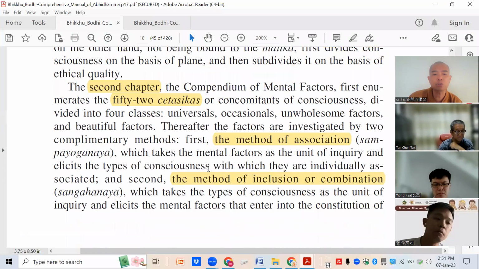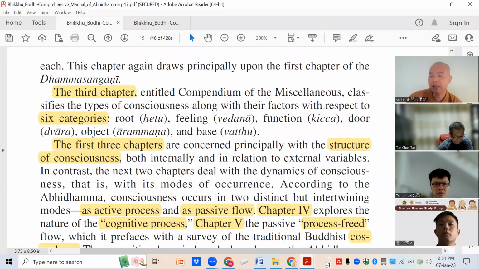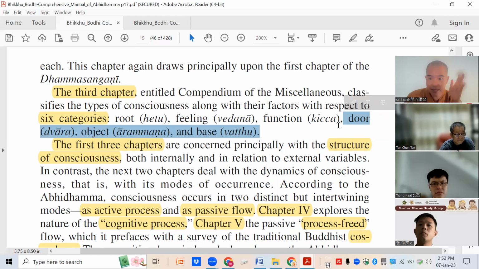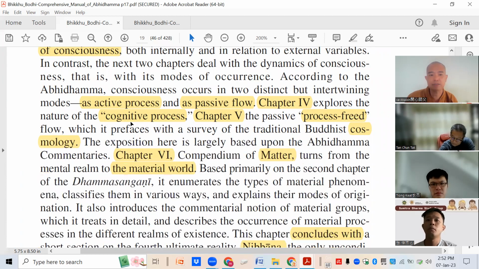Then next, let's take a look at chapter 2. Just now we mentioned 52 cetasika. We used an orange as an analogy. Then chapter 3, six categories. Just now Mr. Leung tried to mention the root, we will let you know later on. Then we have the feeling for 189 consciousness, all the mind, we have a feeling. And the things involved are the door, the object, and the base. We need these three things in order to make the connective process occur in our mind, all right? So the first three chapters are the structure of the consciousness. Then you see, I use the words connective process, active process, and passive flow, as we mentioned just now.